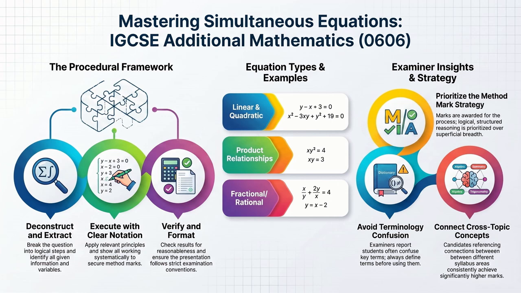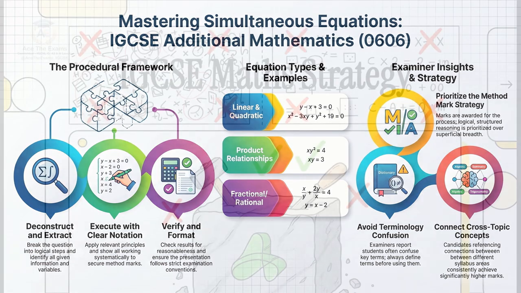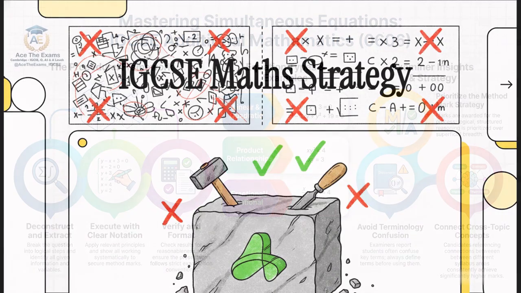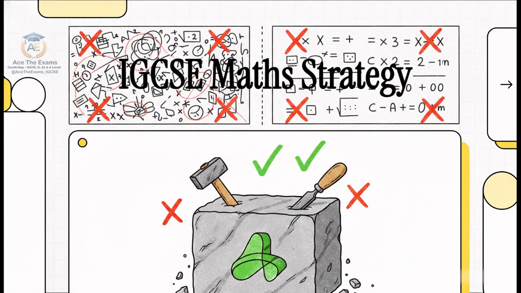Okay, picture this. You're sitting in the examination hall. The clock on the wall is literally ticking down. The silence is deafening. And you flip to the next page of your Cambridge 0606 additional mathematics paper. And there it is, a massive, intimidating, simultaneous equation problem just staring back at you. For most students, right here, this is where the panic sets in.